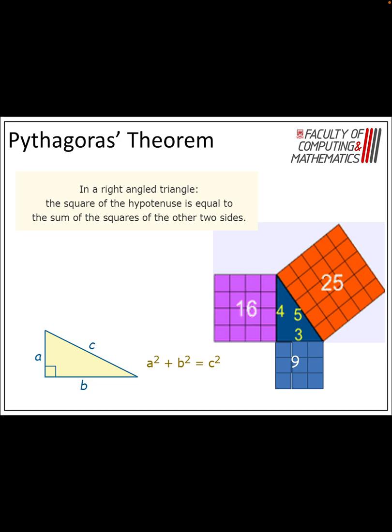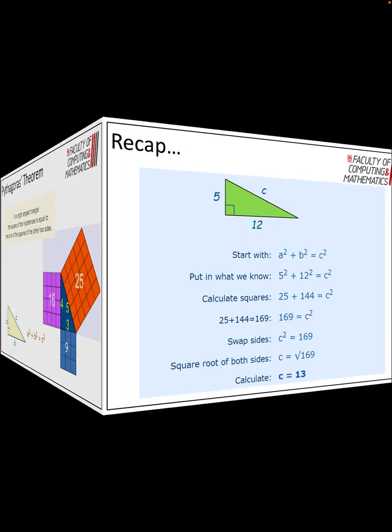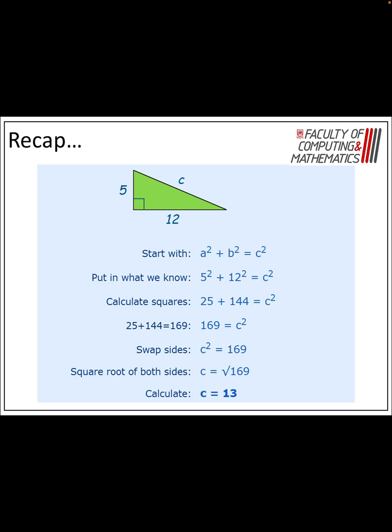Then they'll use the formula a squared plus b squared is equal to c squared. It can also be written, as I'm sure you know, as c squared is equal to a squared plus b squared, and that is my preferred way of writing it as well. So, a quick recap of what it is, and how you solve Pythagoras' theorem.